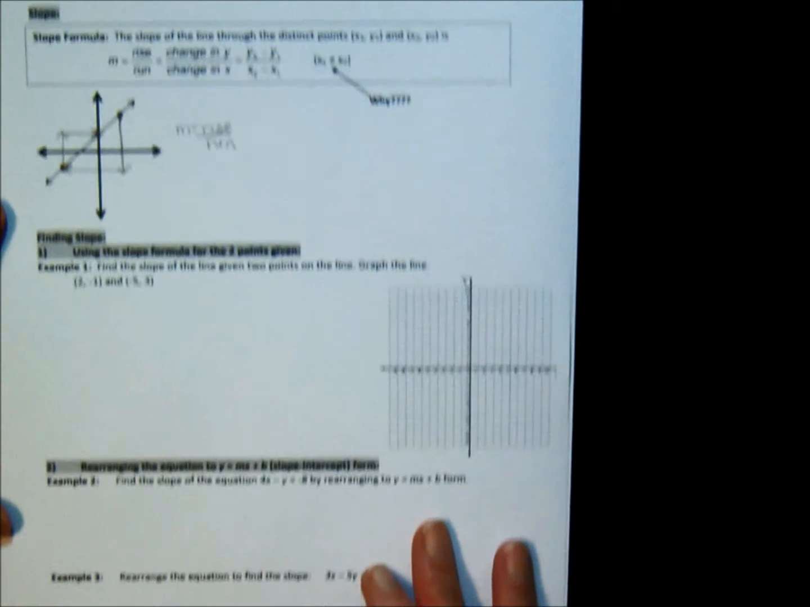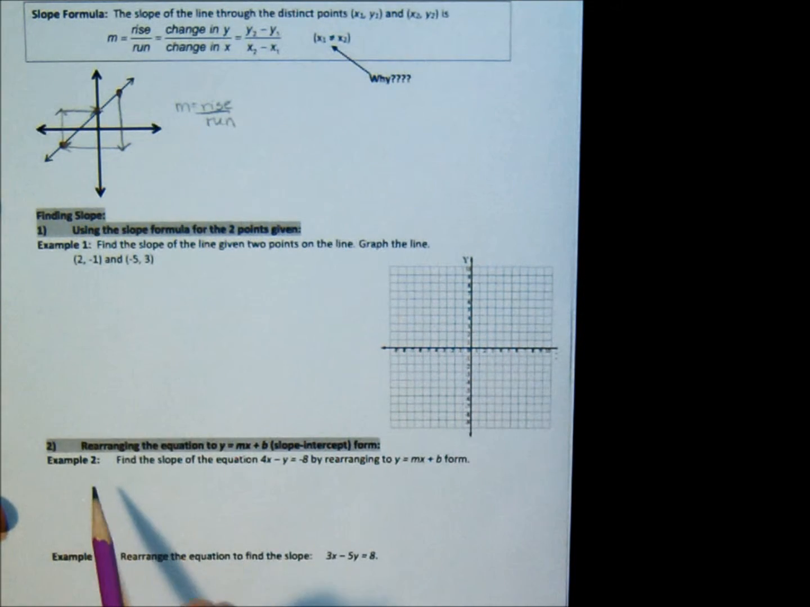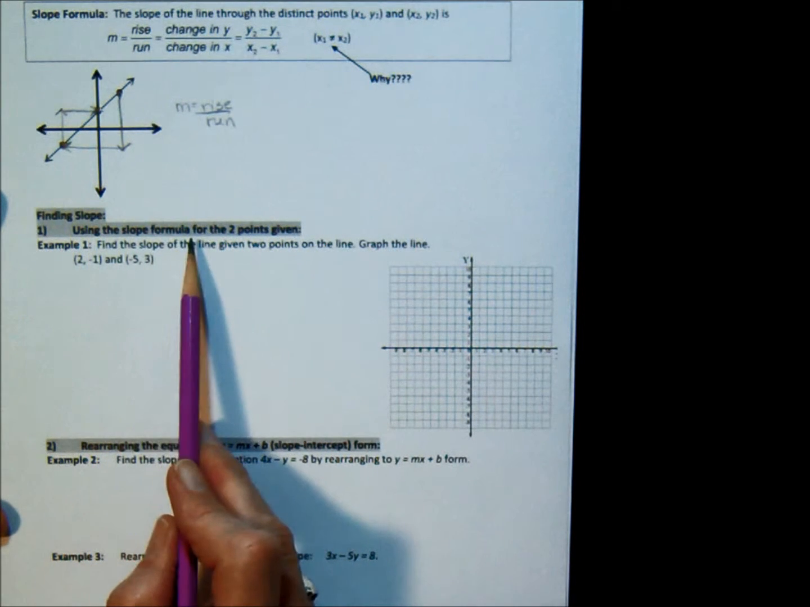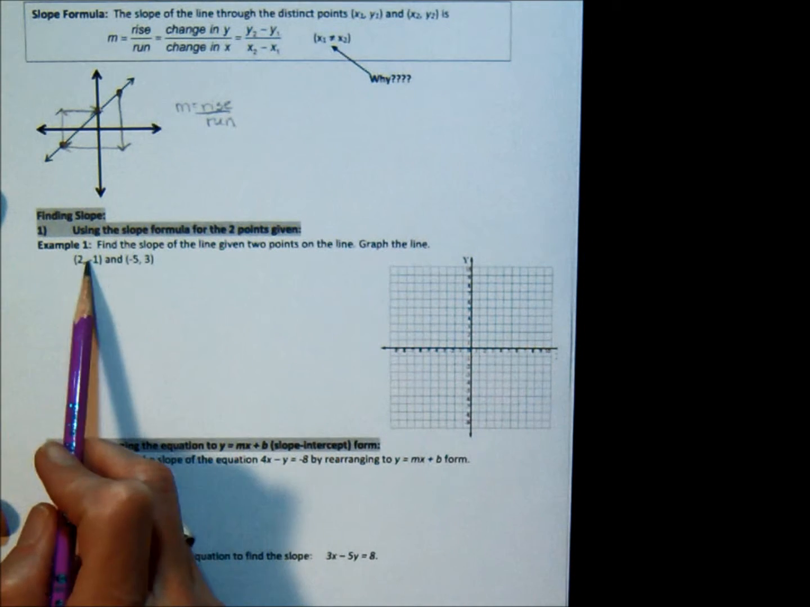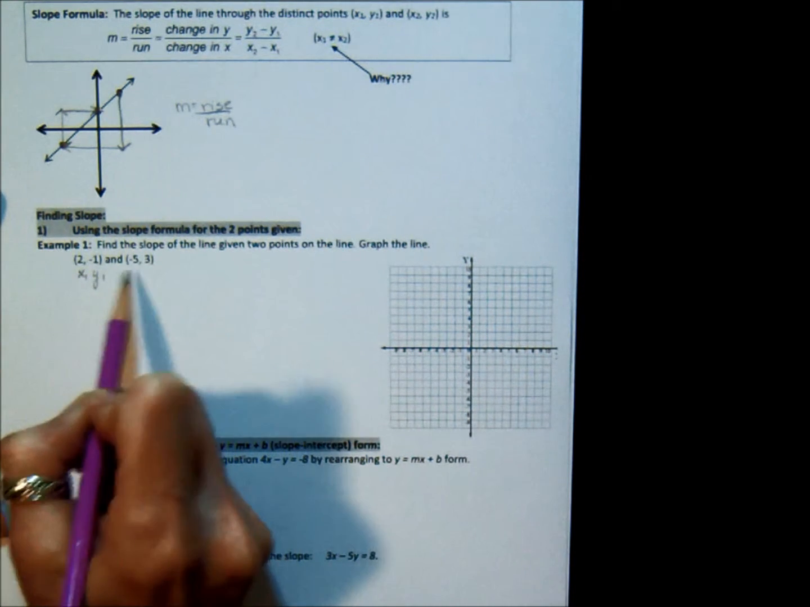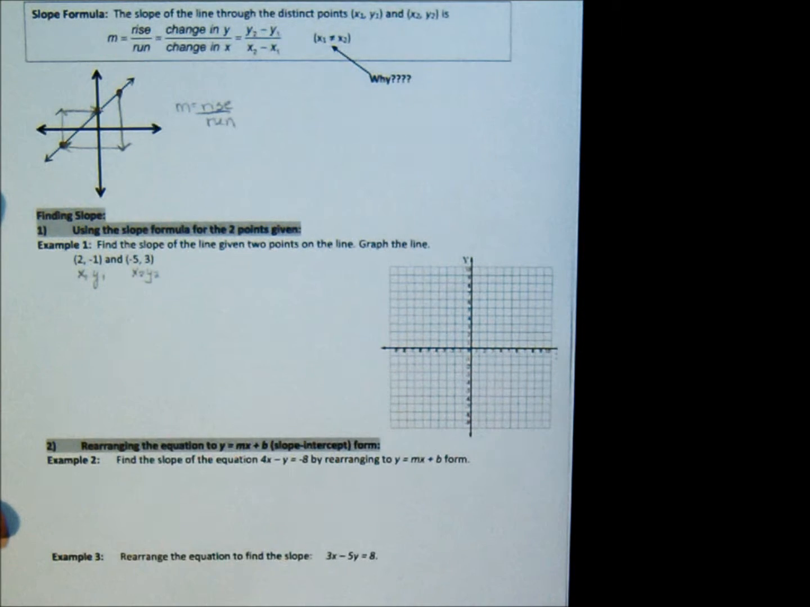So when we are finding slope, we're going to look at a couple different ways depending on what you're given. So here we're going to be using the slope formula if we're given 2 points. So you're given the point 2, -1 and -5, 3, and we want to know the slope. Your first step is to label x1, y1, x2, y2. And then the next step is to just plug in to our formula.